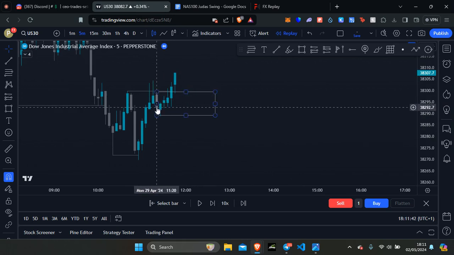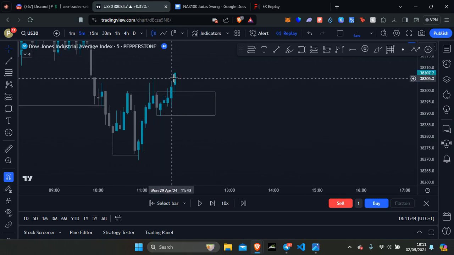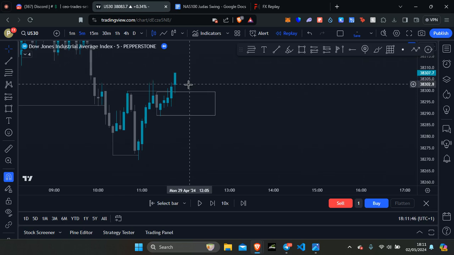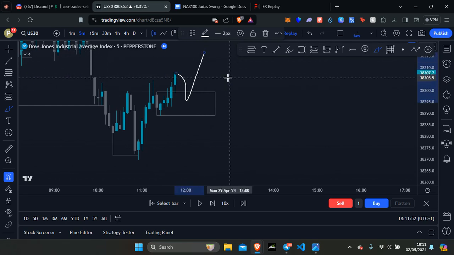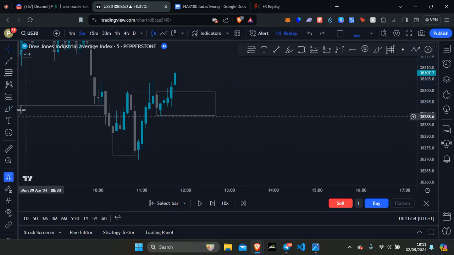So because this was the driving force for price to come up and give us this market structure shift, it is highly likely that price is going to want to come back into this zone before then pushing and continuing on its pro trend direction.